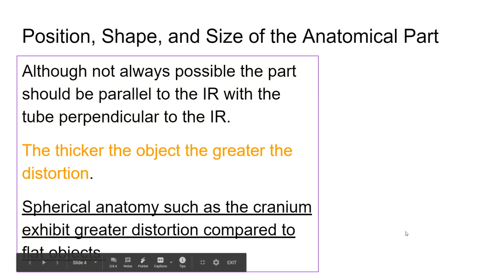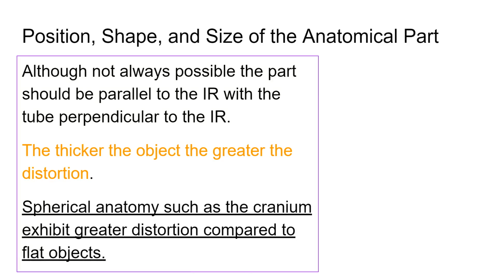So yes, of course, it's not always possible to keep the part parallel and the tube perpendicular, but if we could, that's what we should do, right? I mean, if we keep this parallel to the image receptor and the tube perpendicular, so it kind of creates that T, that will give us the least amount of distortion. But of course, that's not always possible, right? And you can only really try to do your best on that, right?